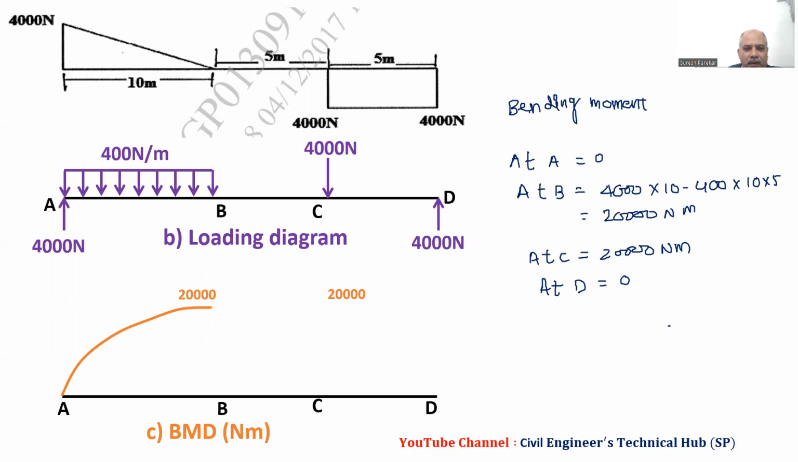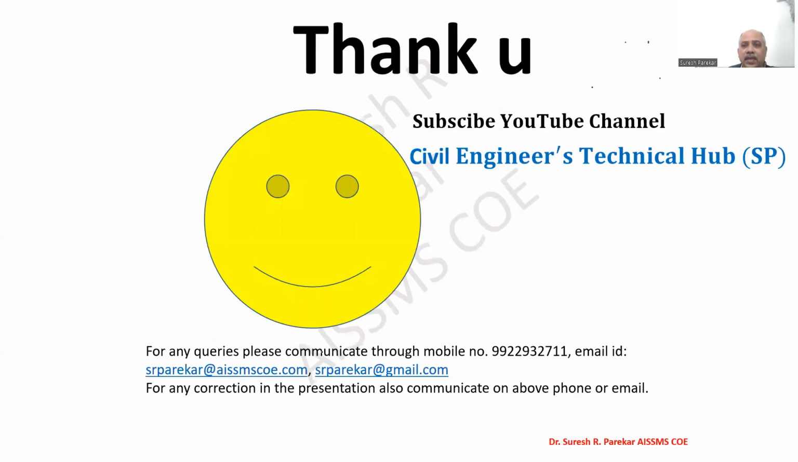And then we just plot it in this fashion. You can see x to the power 0, x to the power 1, x to the power 2. Between B and C we do not have anything in the SFD, so in the BMD it is direct x to the power 0. So likewise, we have to solve the problems. Now we will stop here only. Thank you.